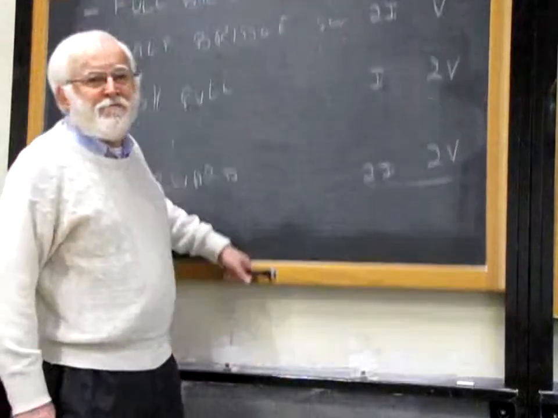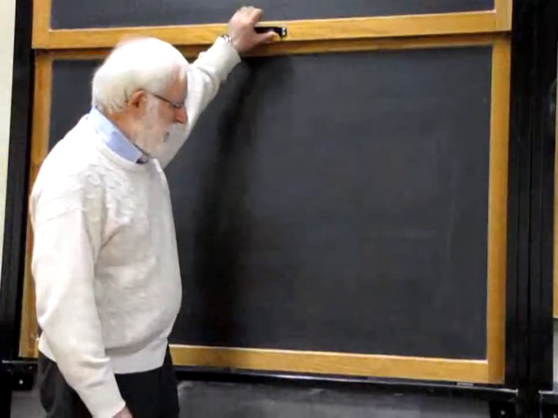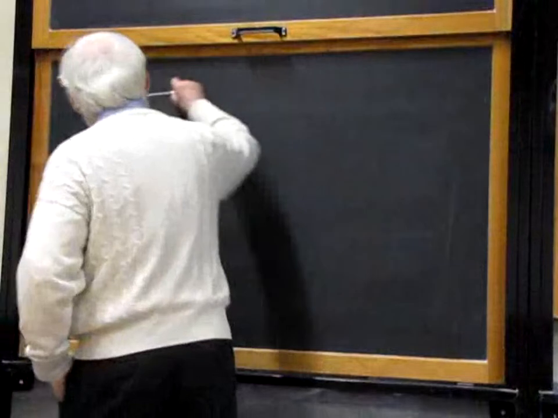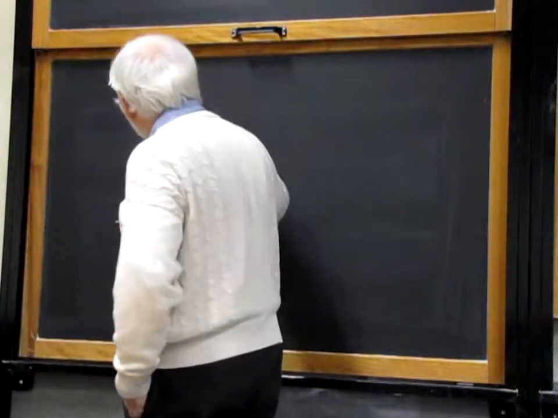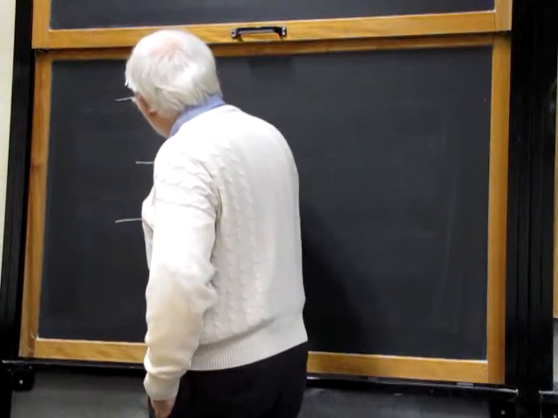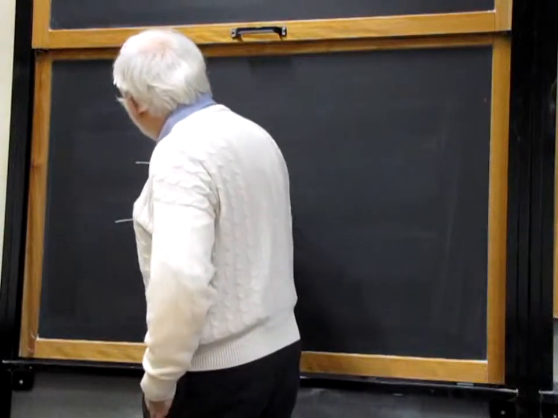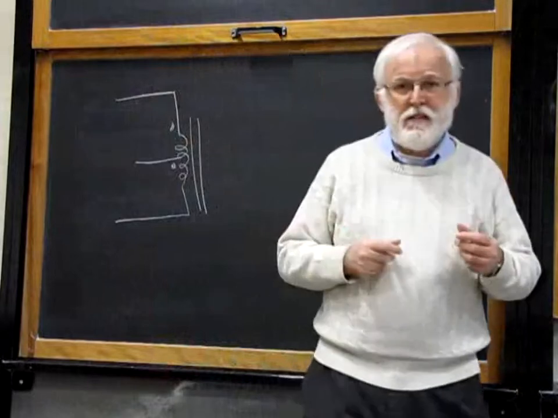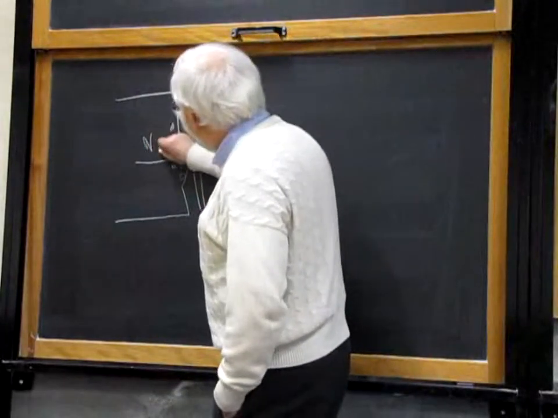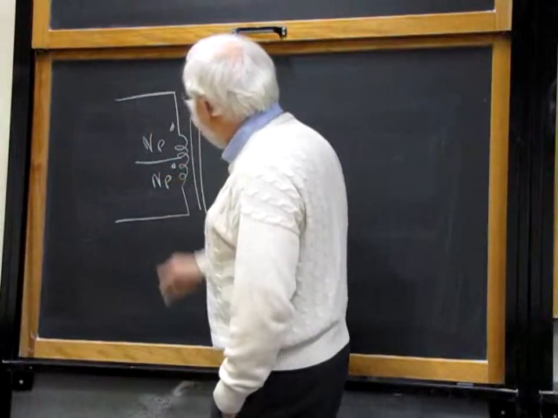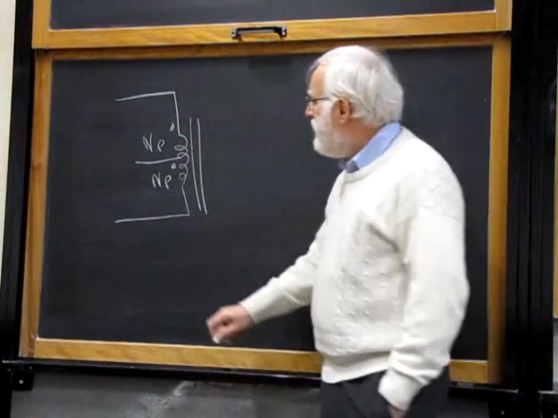Push-pull. Push-pull has an input schematic that is something like this. You have a transformer with two primary windings connected in series. Each of these primary windings has NP turns.